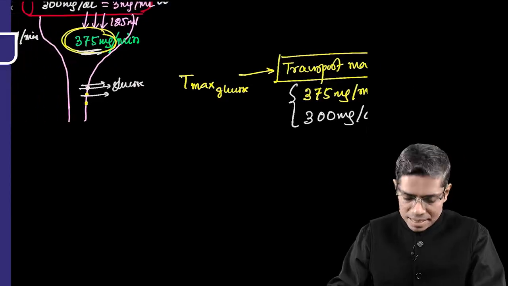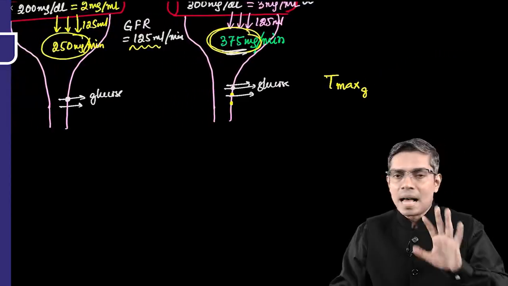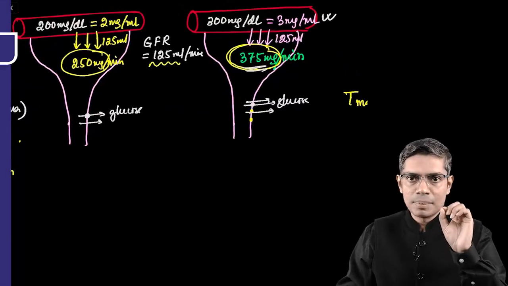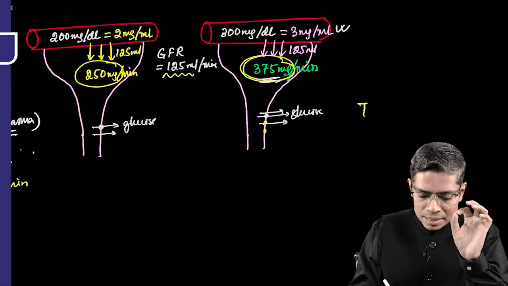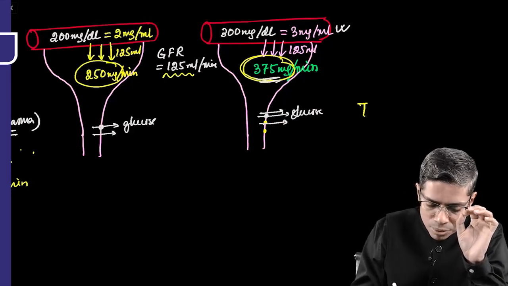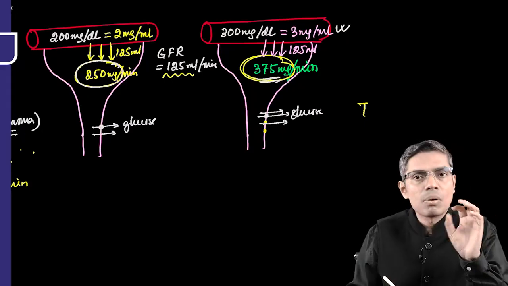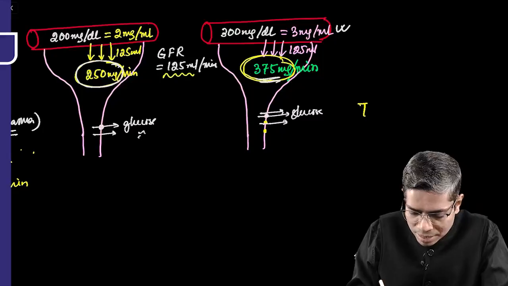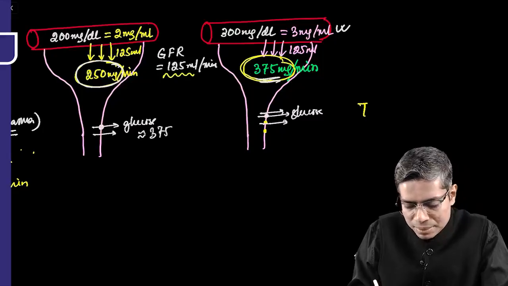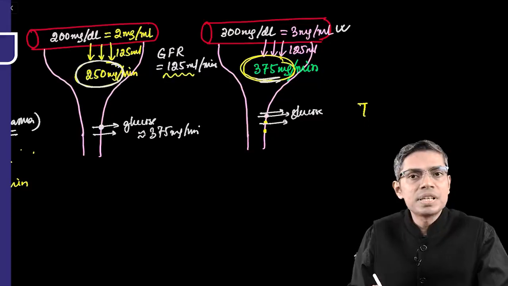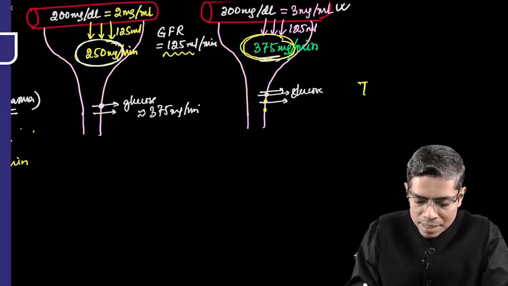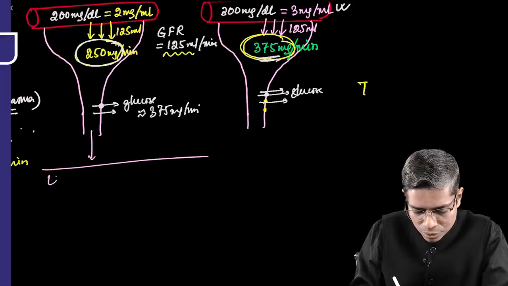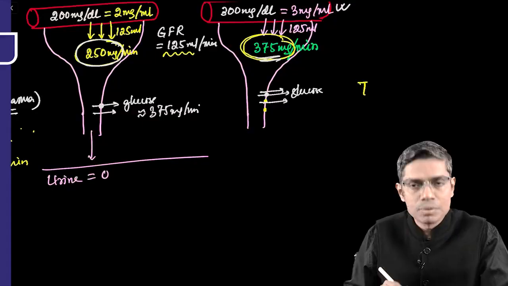So if we assume that the transport maximum is 375 milligram per minute, in the first patient, how much glucose is reaching in 1 minute? Only 250. And you can absorb how much maximum? You can absorb up to 375 milligram per minute. So do you think any glucose will remain to be excreted in the urine in this patient? Answer is no. So urine will be zero glucose here.